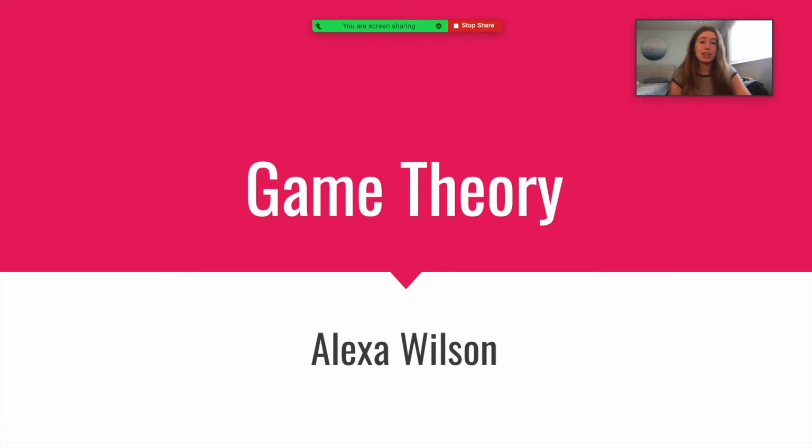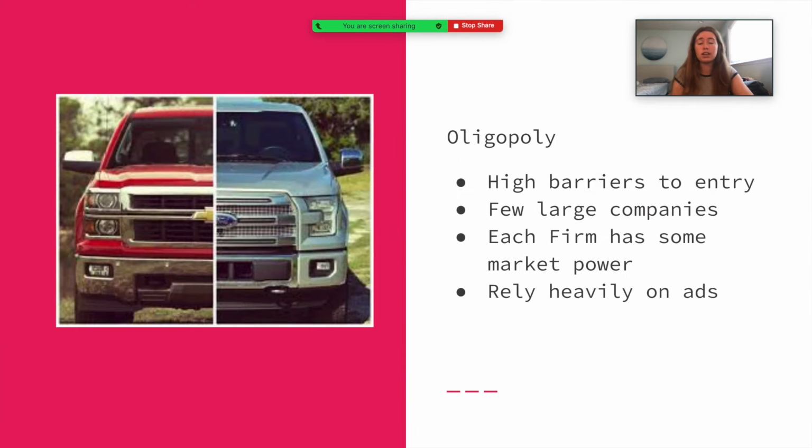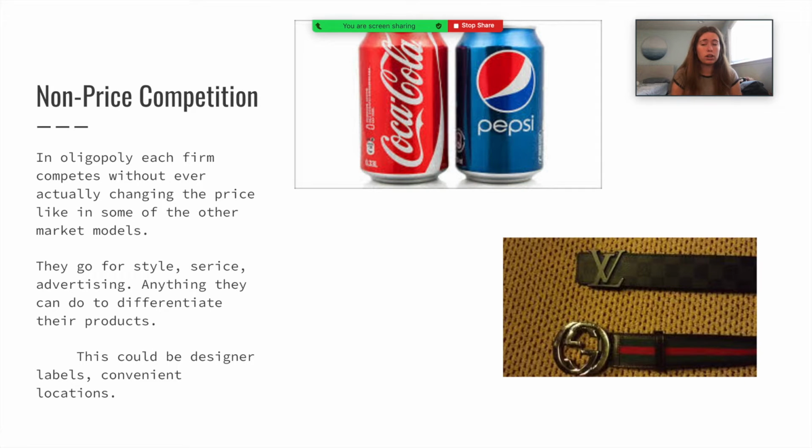What we first need to understand is the four different types of competitions, and what's most important to us is oligopoly. It is high barriers to entry, a few large companies, and each firm has some sort of market power. They rely heavily on what we call non-price competition. In an oligopoly, each firm competes without actually changing the price, like it does in some other market models. They go for style, service, advertising, anything they can do to differentiate their products. These could be designer labels or convenient locations.